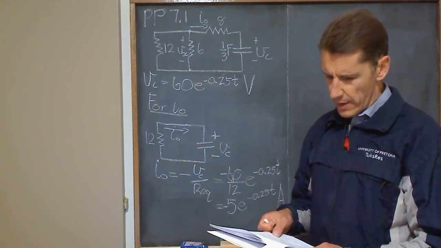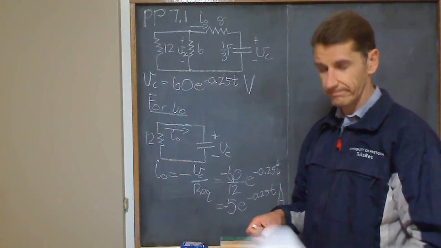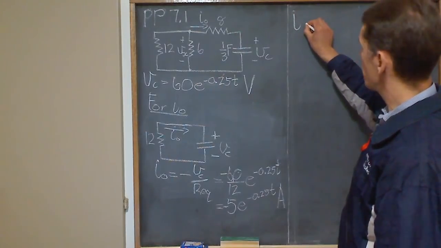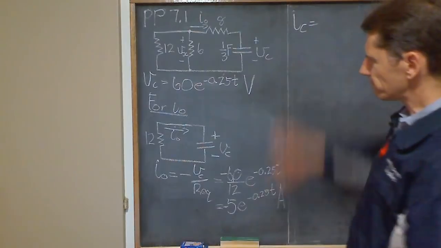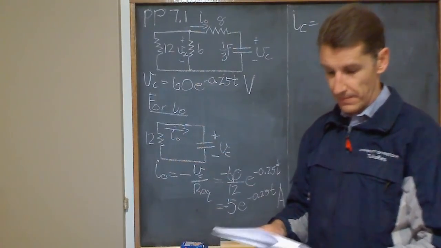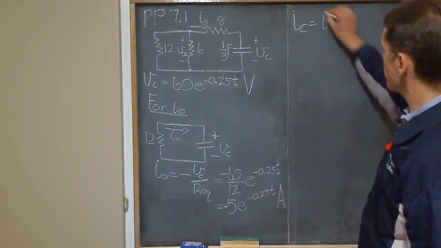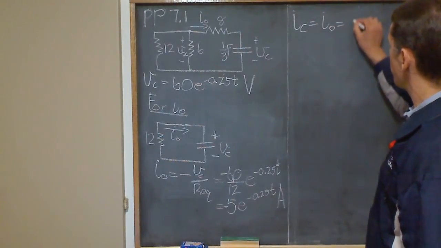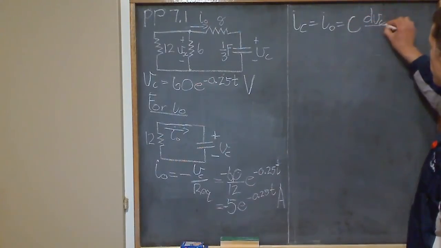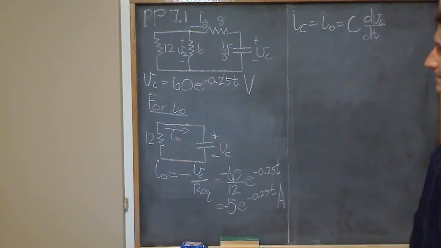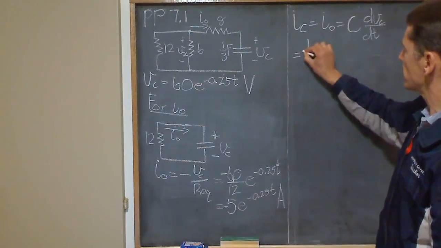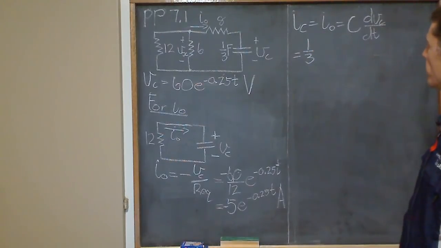There's another way you could actually do this, and that is if we say the current through the capacitor is in the same direction as I out. So IC equals I out, but that equals C dVc/dt. Now, the capacitance is 1/3, so that's 1/3 of a farad.